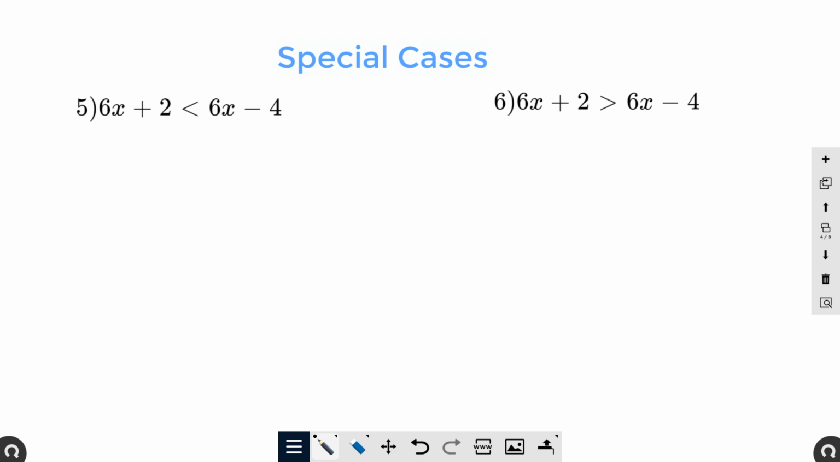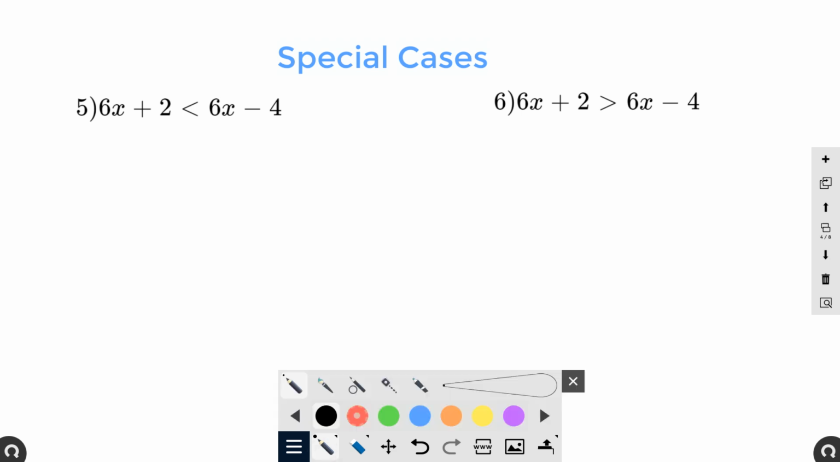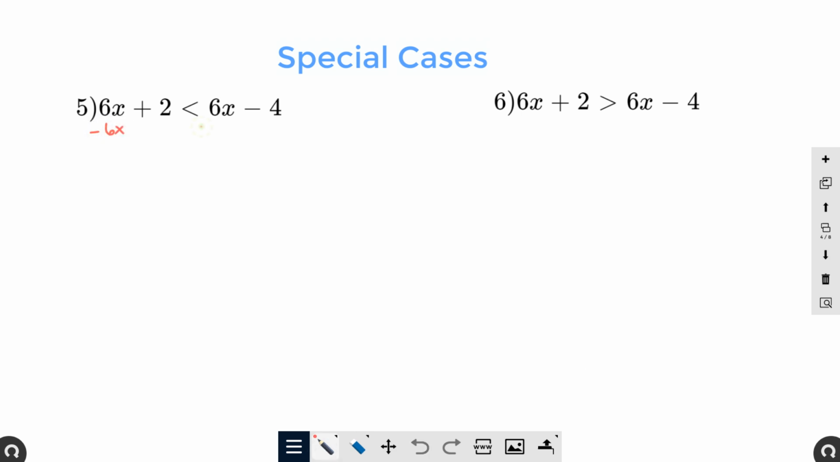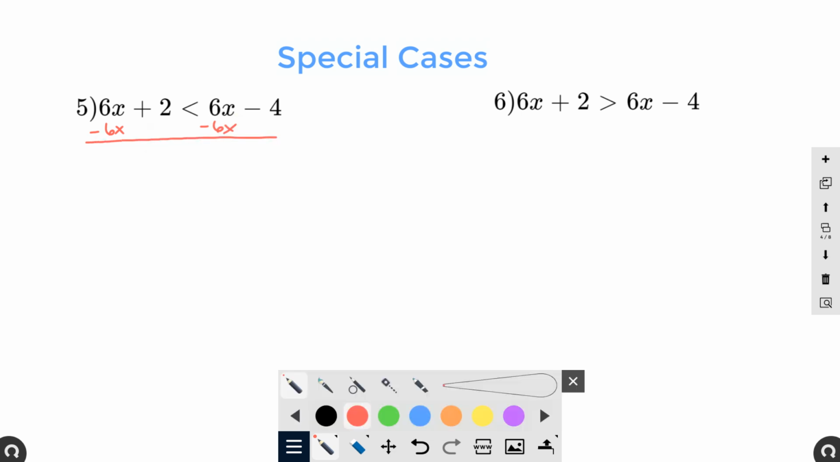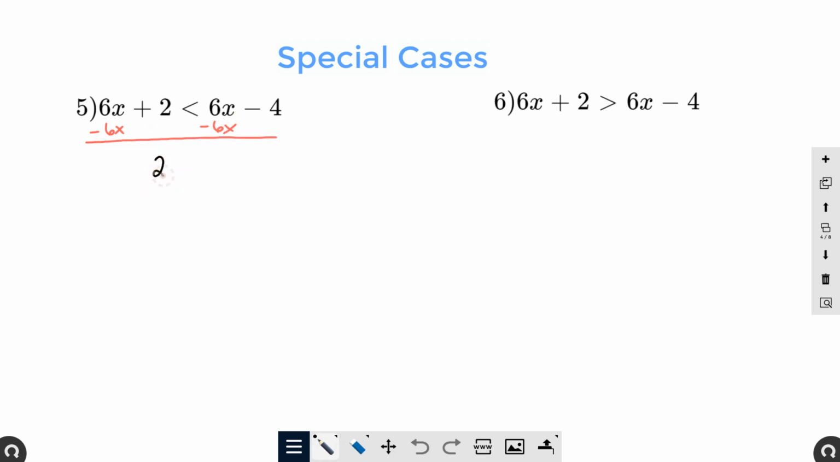Exactly. It's the exact same problem, just the inequality flipped. Now, what would you do first? Minus 6x. And what happens when we minus the 6x? They cancel out. So I'm left with, is that true or false? Is 2 less than negative 4? No, it's false. So what do we say if something is false? No solution.